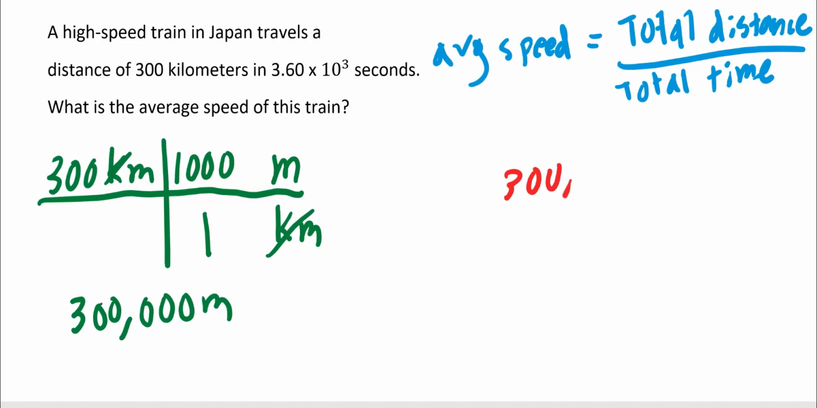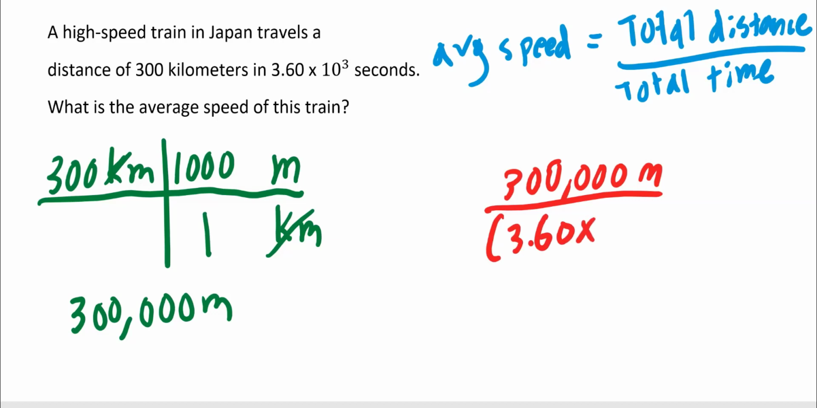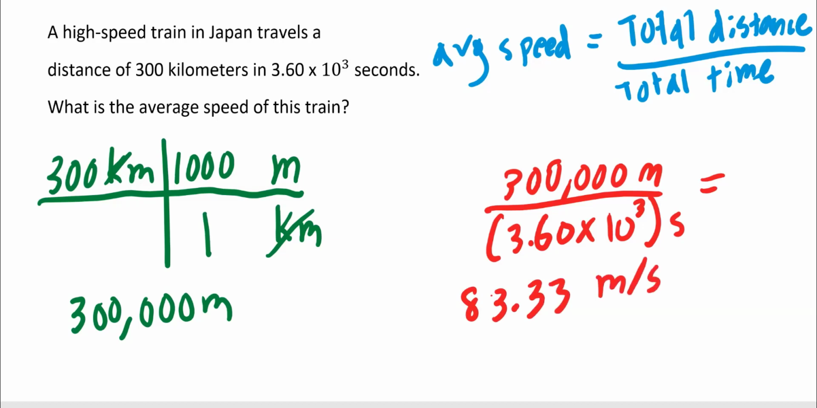divided by, we don't have to expand this if you don't want to, just be careful on your calculator to leave this in parentheses, 3.60 times 10 to the third seconds. Divide this out to get your average speed. And we will find that our average speed is 83.33 repeating meters per second.